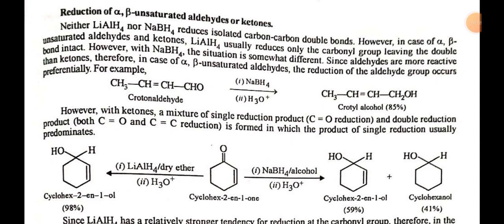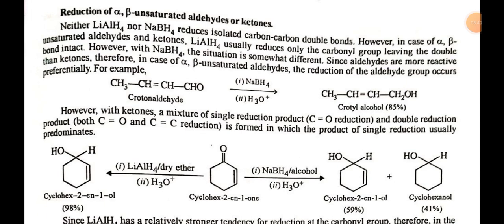Reductions of alpha beta unsaturated aldehydes or ketones. Neither NaBH4 nor LiAlH4 reduces isolated carbon-carbon double bonds. However, in case of alpha beta unsaturated aldehydes and ketones, LAH usually reduces only the carbonyl group, leaving the double bond intact. However, with NaBH4, the situation is somewhat different. Since aldehydes are more reactive than ketones, in alpha beta unsaturated aldehydes the reduction of the aldehyde group occurs preferentially. For example, when crotonaldehyde reacts with sodium borohydride and is hydrolyzed by water, it gives crotyl alcohol.